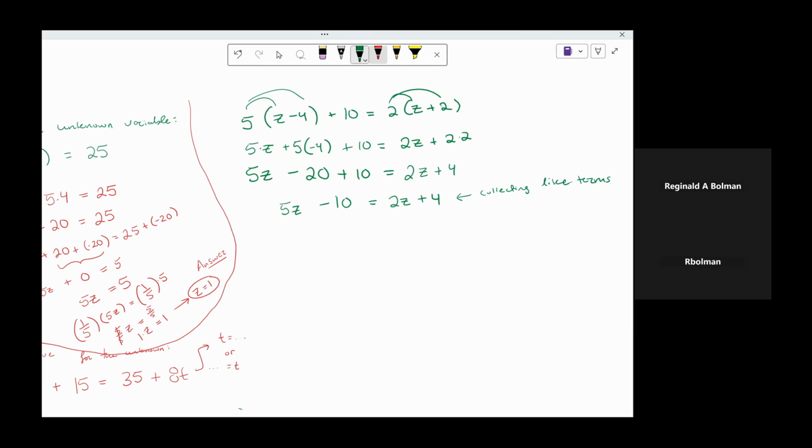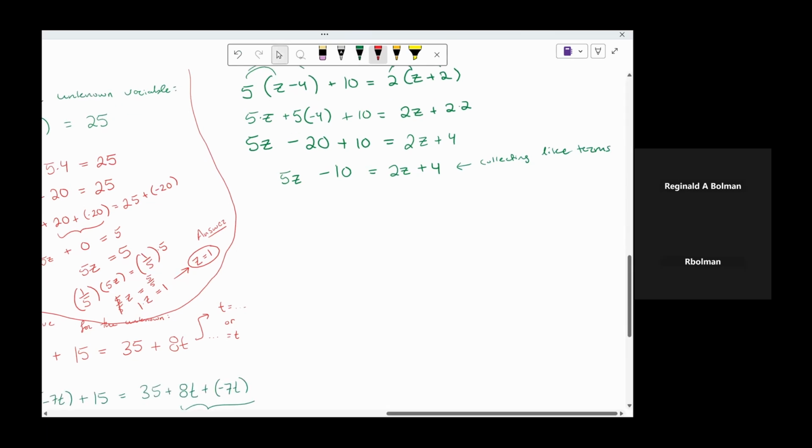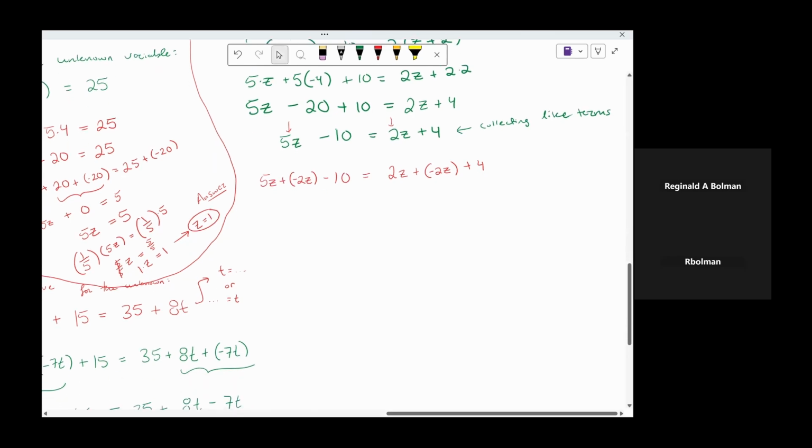And so following the procedures for a collecting like terms problem, you'll see that I've got a 5z here. And 5 is bigger than 2. So what I'll do is I'm actually going to move my 2z from the right side of my equal sign to the left side of my equal sign. So I'm going to add a negative 2z to both sides of my equal sign.